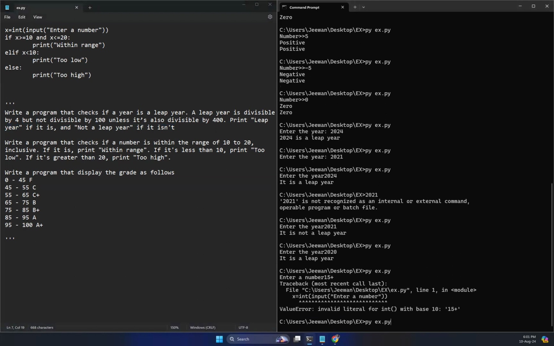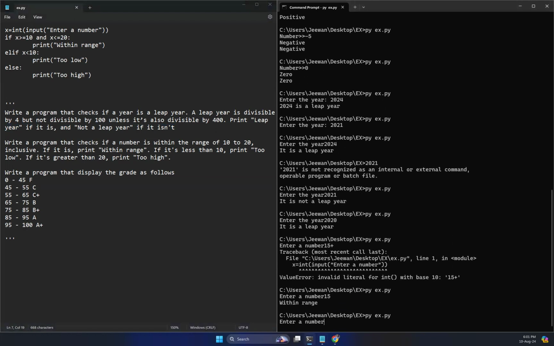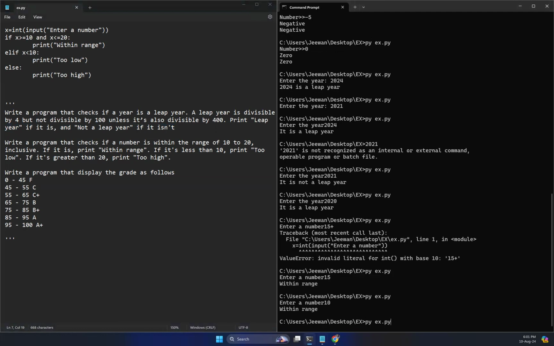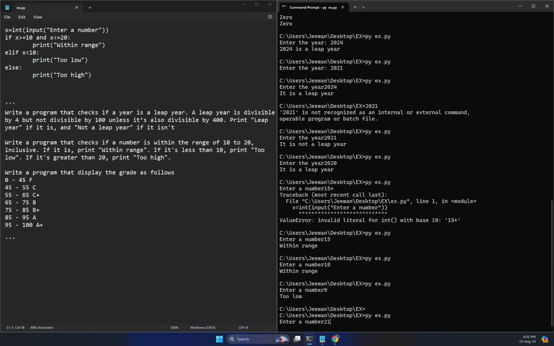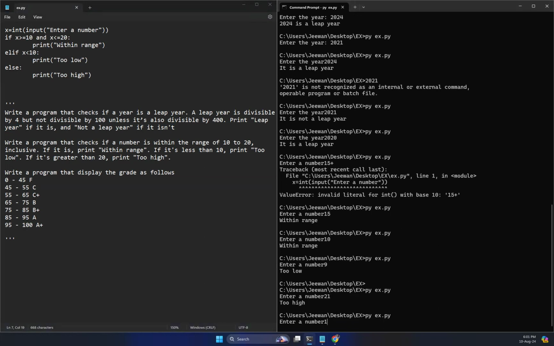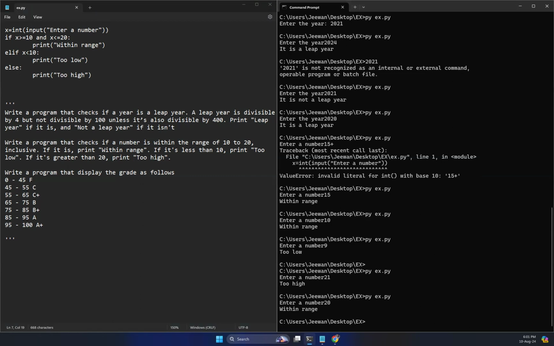If it is 15, it says within the range. If it is 10, within the range. If it is 9, too low. If it is 21, too high. If it is 20, it's within the range. The range is 10 to 20, with 10 and 20 inclusive. If x is greater than or equal to 10 and x is less than or equal to 20, you say within the range. If x is less than 10, you say too low, otherwise too high.